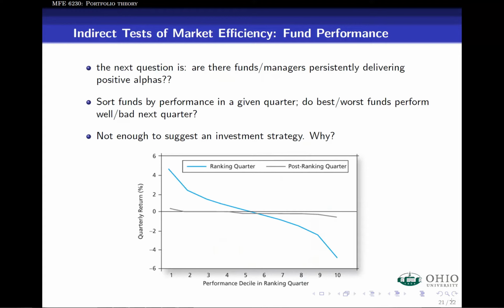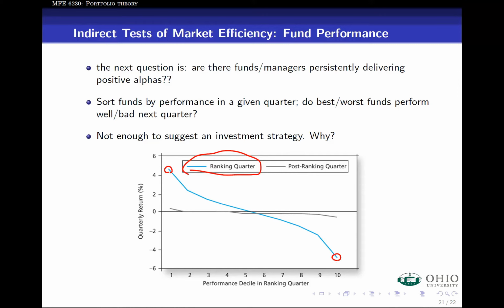So if we did that for the current quarter, the ranking quarter, we're going to have the best fund up here delivering an alpha of 4.7, sorry, I said 4.3, my bad. And then the worst has some sort of a -5 alpha, right, 5% quarterly return.